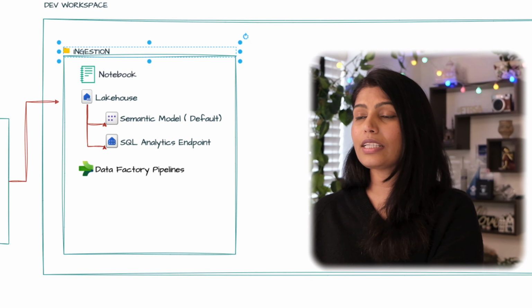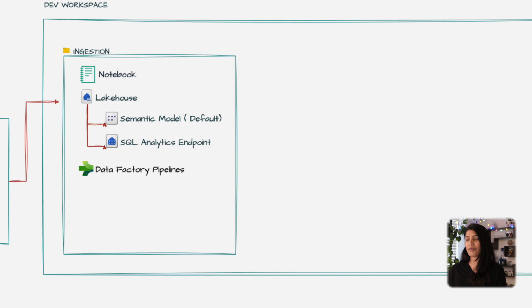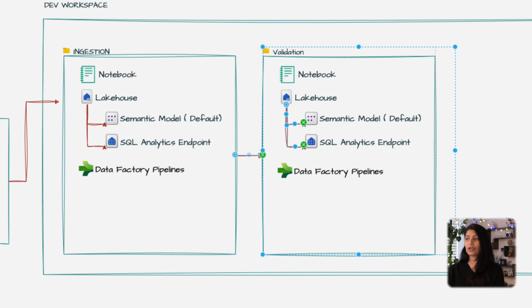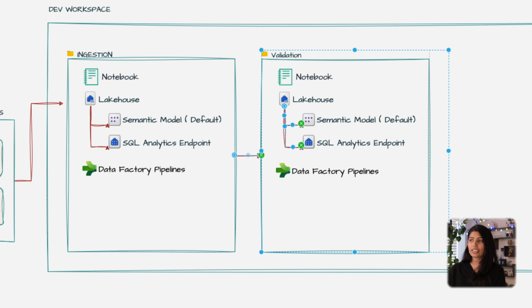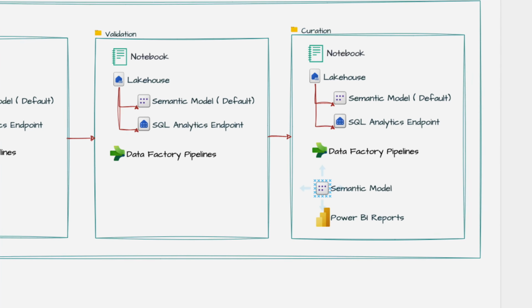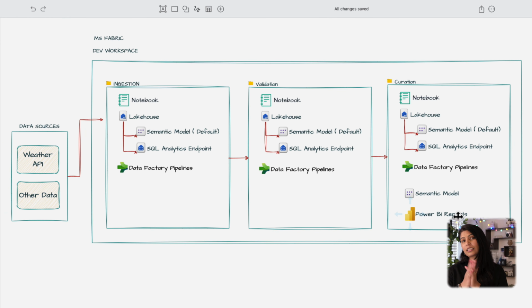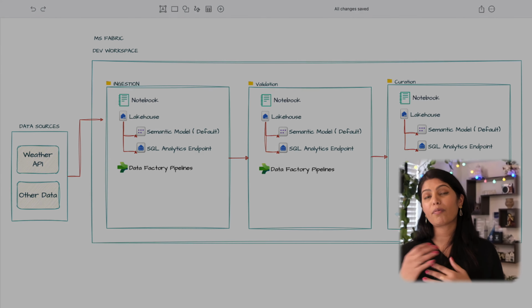Okay, so this is the folder where I'm going to do the ingestion, and the rest of the things are very similar to the ingestion layer. So we're going to have a very similar format for the validation layer, and we're going to have a very similar format for the curation layer, except in the curation layer we're going to have a semantic model, and also I'm going to use some Power BI reports on top of that semantic model. When it comes to the curation layer, instead of using the default semantic model, I am actually creating a separate customized semantic model and then creating the Power BI reports on top of that semantic model.